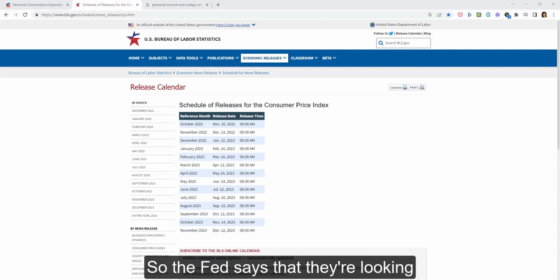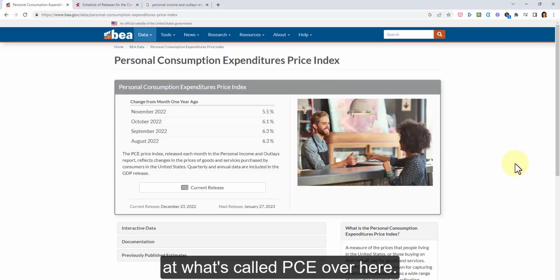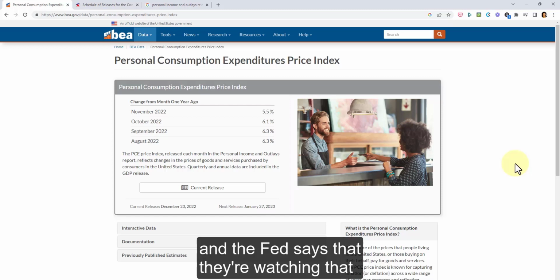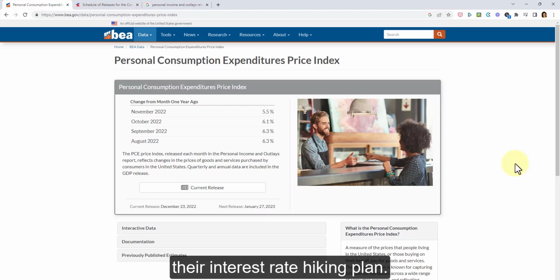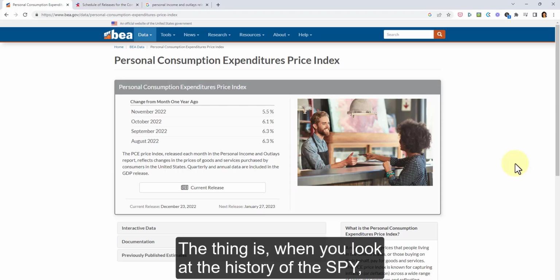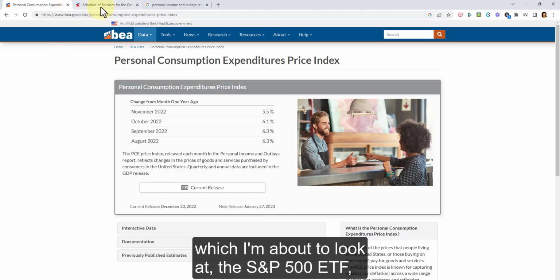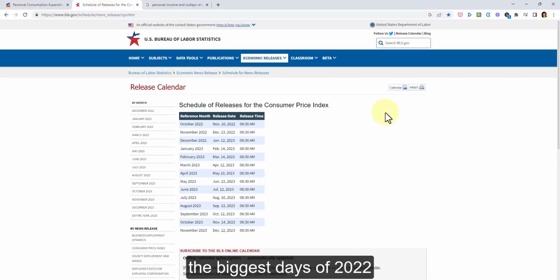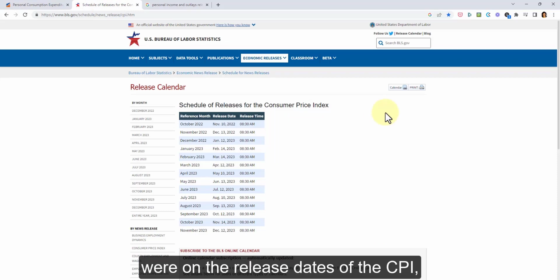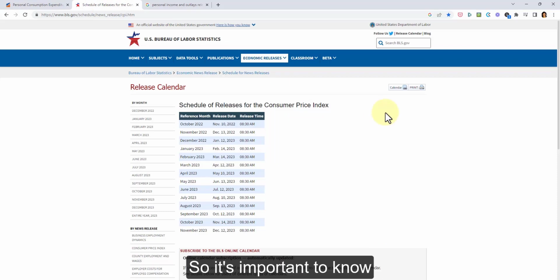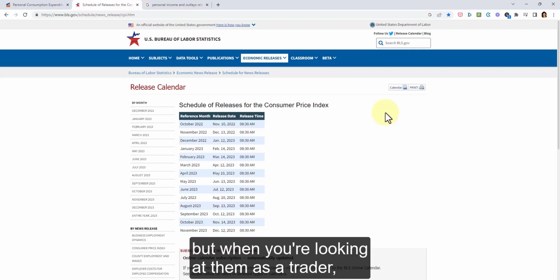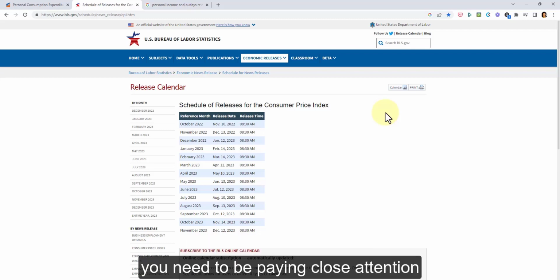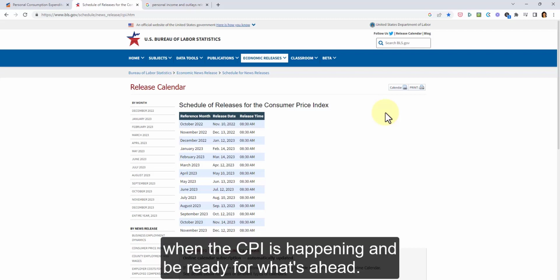So the Fed says that they're looking at what's called PCE, okay? This is a measure of inflation data that is released once a month, and the Fed says that they're watching that to make their decisions about whether to adjust their interest rate hiking plan. The thing is, when you look at the history of the SPY, the S&P 500 ETF, the biggest days of 2022 were on the release dates of the CPI, the Consumer Price Index. So it's important to know when these big data releases are happening, and as a trader, you need to be paying close attention when the CPI day is happening and be ready for what's ahead.